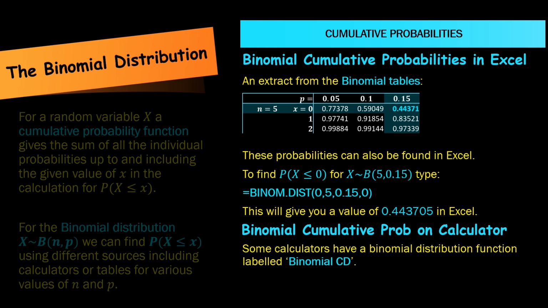On your calculator, you may have a binomial distribution function labeled binomial CD. See if you can find the probability that x is less than or equal to 0 for x distributed binomially with n equals 5 and p equals 0.15 on your calculator.